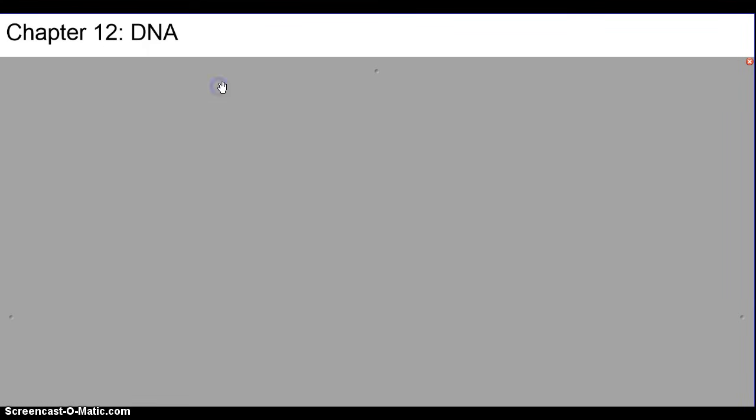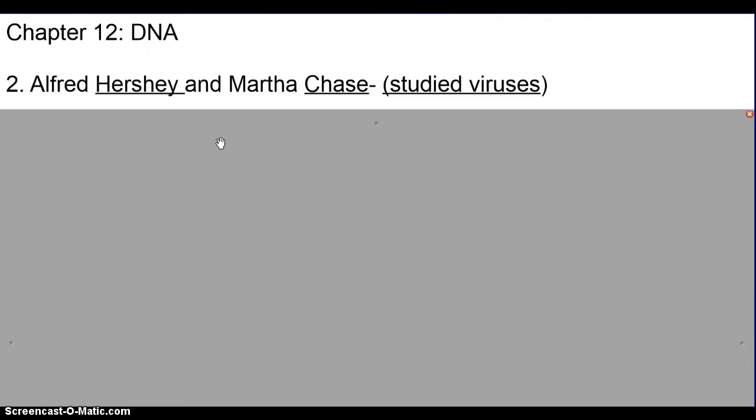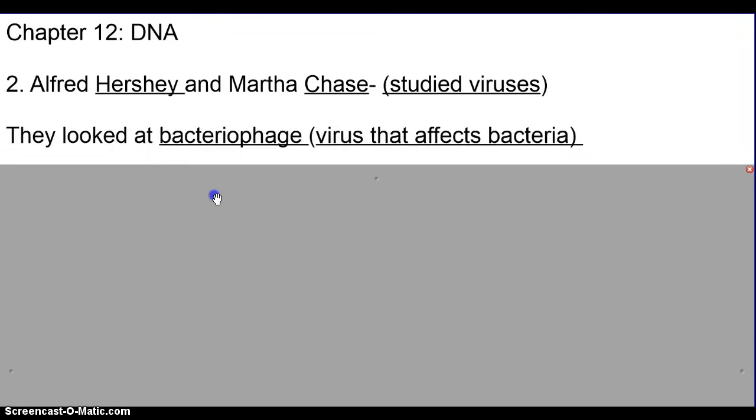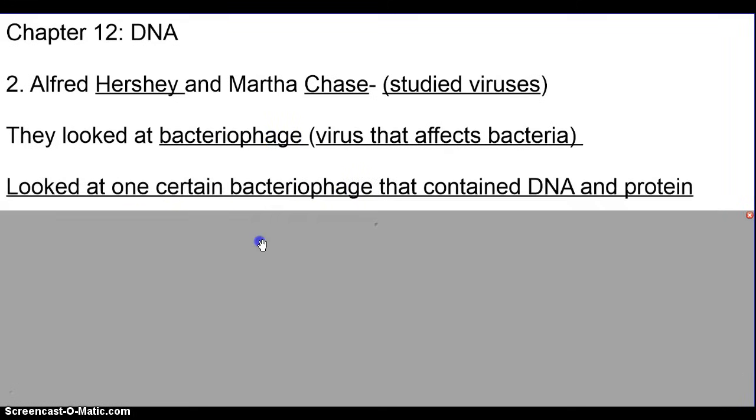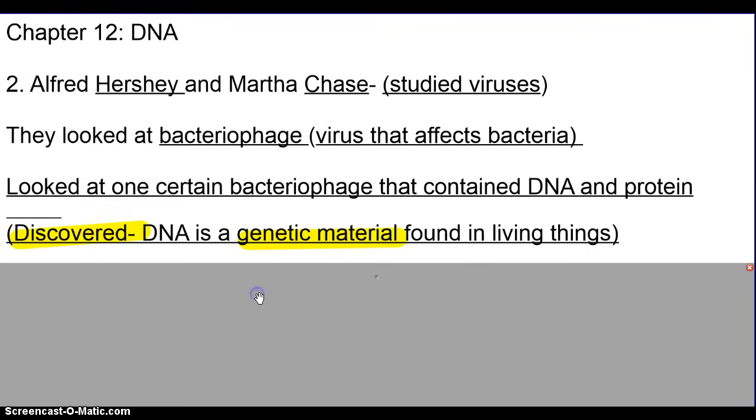So now we know that a nucleic acid is what gets passed off. And we now know that it's DNA. We know what it's made out of. So then Alfred Hershey and Martha Chase came along, and they were experts in viruses. They looked at bacteriophages. Those are special viruses that affect bacteria. So they looked at a certain bacteriophage that contained DNA and protein. So this bacteriophage had protein and it also had DNA in it.